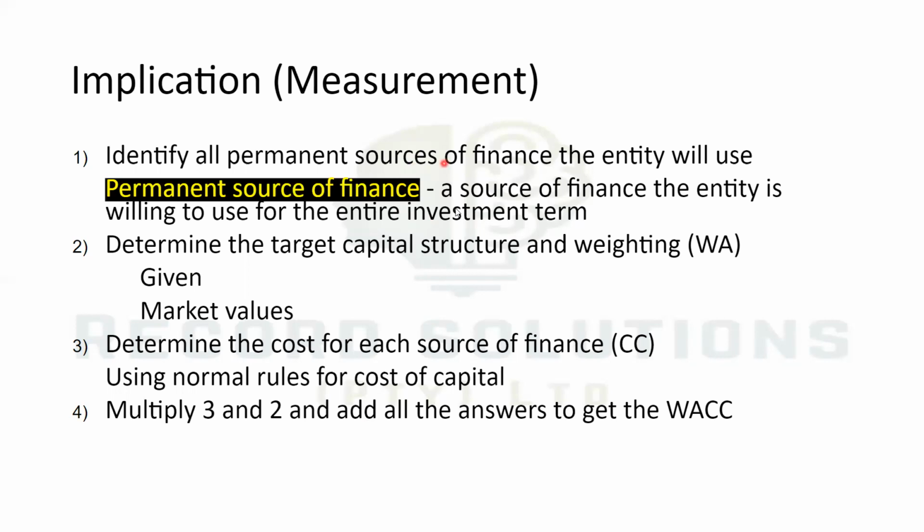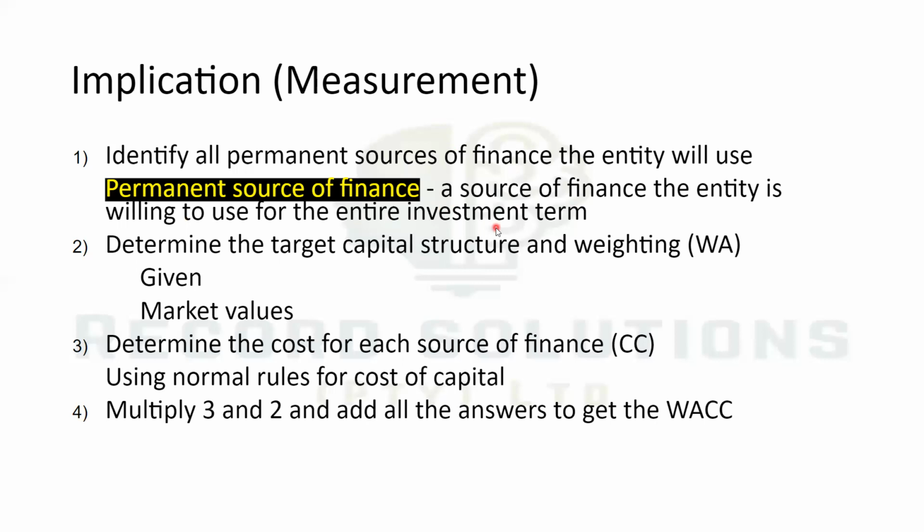So the first thing is to determine all the permanent sources of finance. And what is a permanent source of finance? It is a source of finance the entity is willing to use for the entire investment term. That's what permanent means. Do you see that I didn't put in words like short term and long term? It's very important that permanent does not mean long term, although a long-term source of finance can be permanent. Permanent means you're willing to use it for the entire investment term.